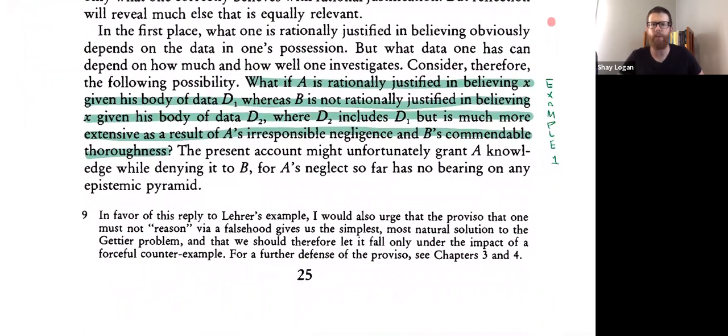He says, what if A is rationally justified in believing X given his body of data D1, whereas B is not rationally justified in believing X given his body of data D2, where D2 includes D1, but is much more extensive as a result of A's irresponsible negligence and B's commendable thoroughness. So maybe a little more concretely, let's suppose you and I are wandering around in the world and we come across this painting that looks a whole lot like the Mona Lisa. And I glance at it and I say, that's the Mona Lisa. So the data I have is just what I get from a glance at it.